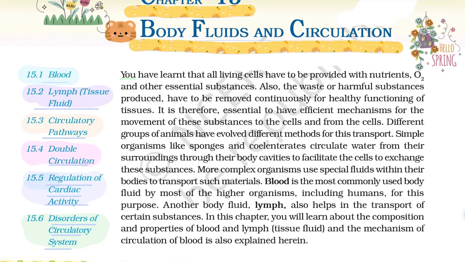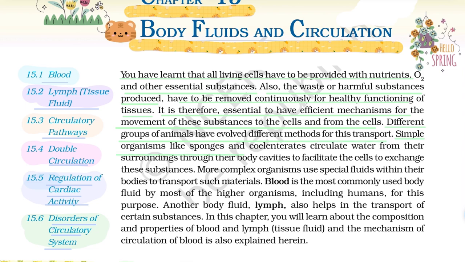Here we start. You have learned that living cells have to be provided with nutrients, O2 and other essential substances. Also, the waste or harmful substances produced have to be removed continuously for healthy functioning of tissues. It is therefore essential to have efficient mechanisms for the movement of these substances to the cells and from the cells. Different groups of animals have evolved different methods for this transport.